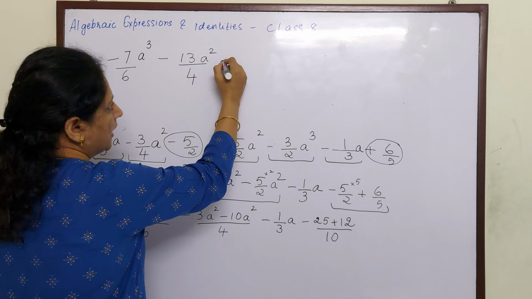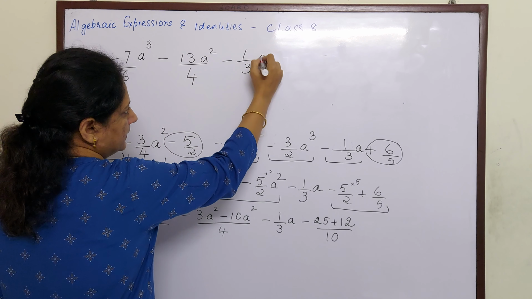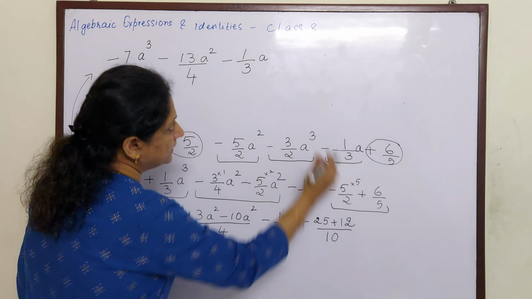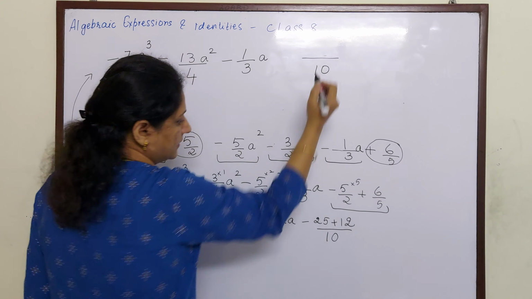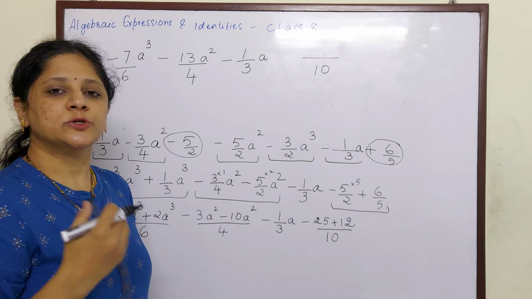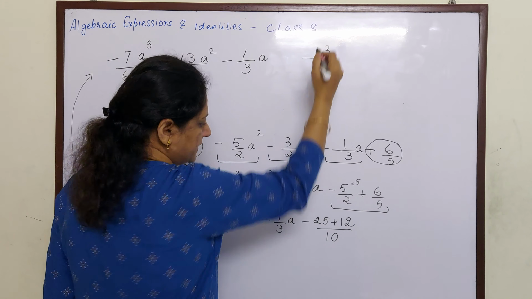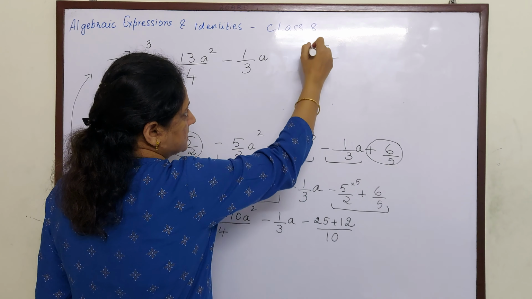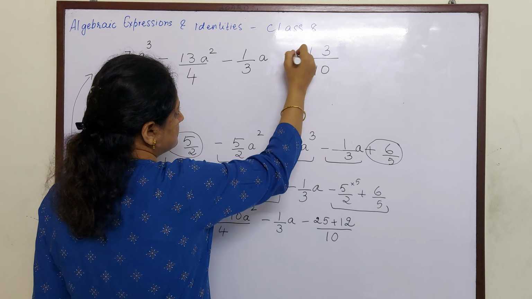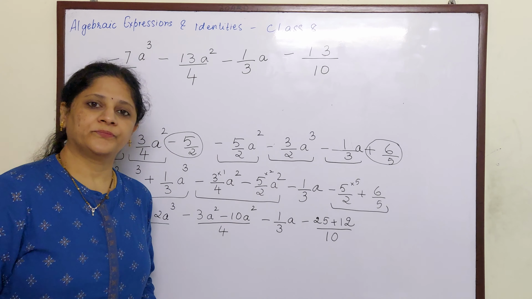And this is standing alone. Write it as it is. Then 10, minus 25 plus 12. You subtract and put the sign of the greater number. So 25 minus 12 is 13, and the greater number is minus. So this is your final answer.